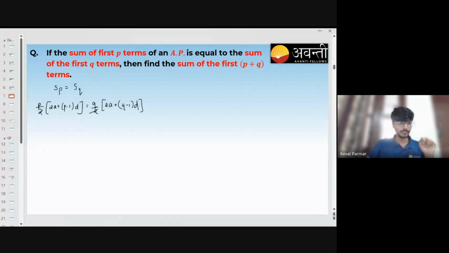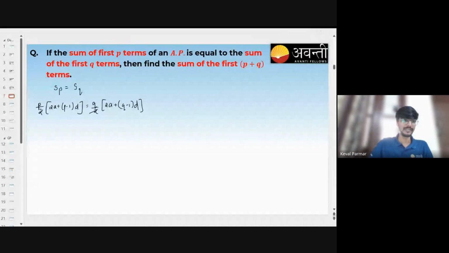About the discussion we had, the last question, always remember in the questions of AP, what are we fighting for? We are fighting for getting the values of A and D. Because every time I get A and D, every time I can find anything of any AP. So here, after seeing this equation, you should think that yes, I need A and D from this equation. So let's separate A and D first and then get a relation between A and D.